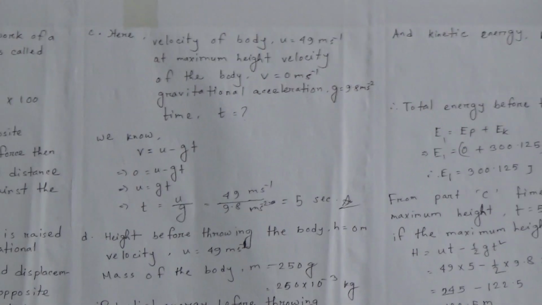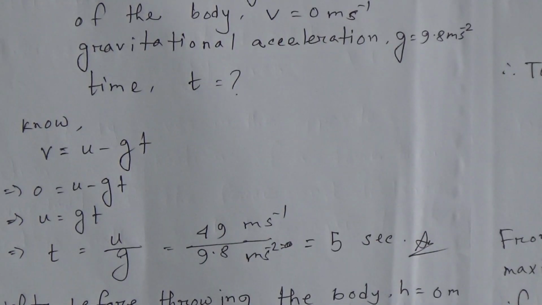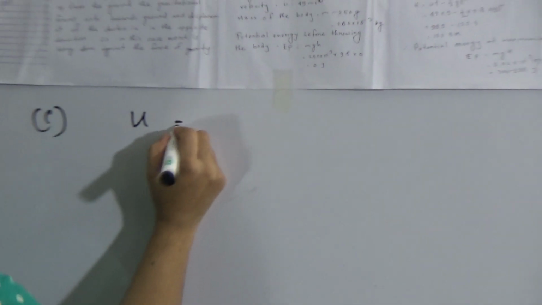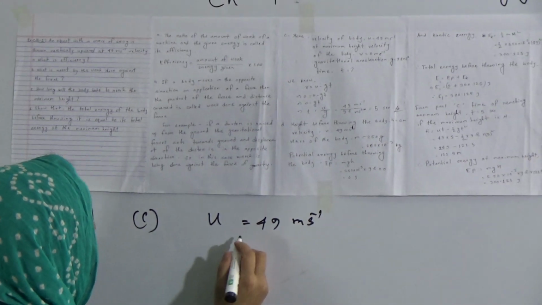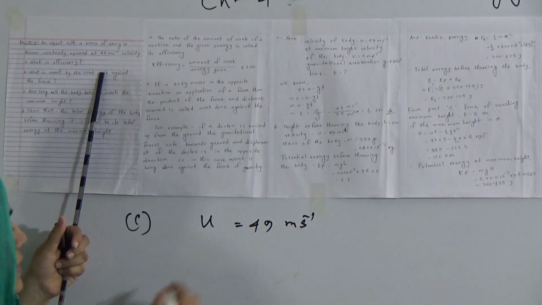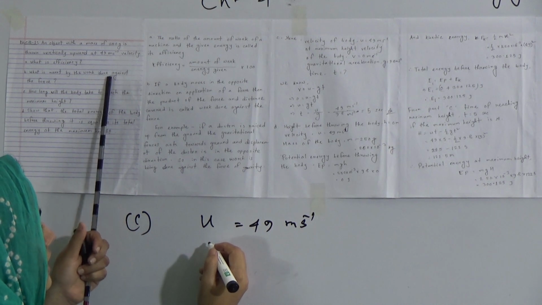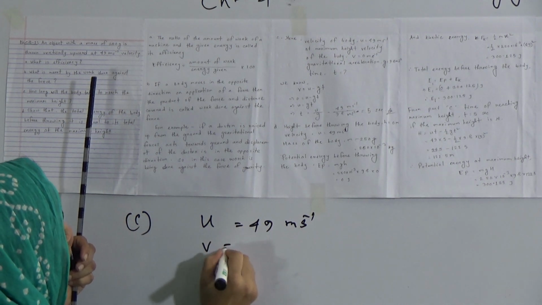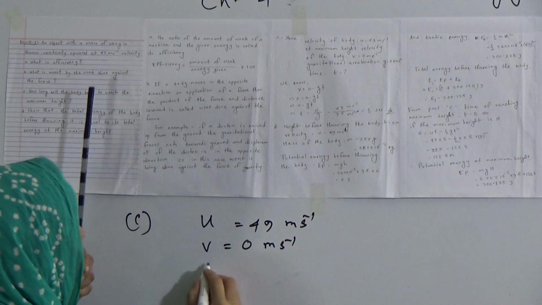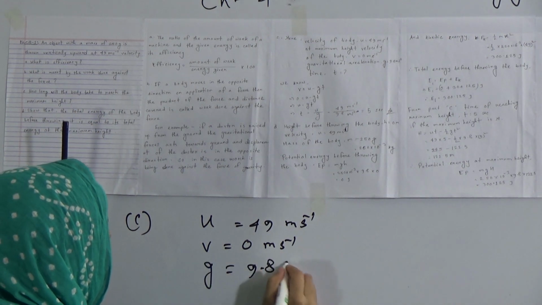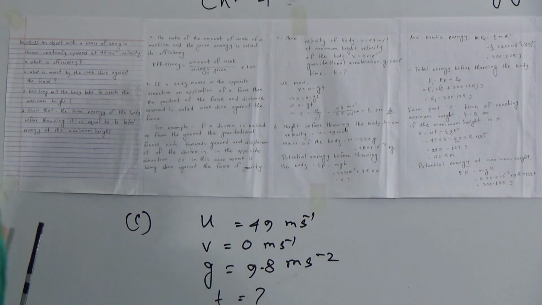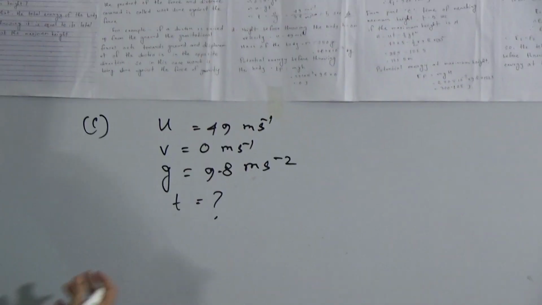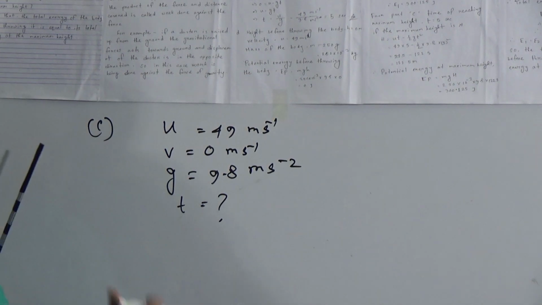Now, here given the velocity of the body, that means the initial velocity, according to the stem, is 49 meter per second. At maximum height, memorize properly, the velocity of the body v will be 0 meter per second, and we know g equals 9.8 meter per second square, and we have to find out the time t, how long the body will take to reach the maximum height.